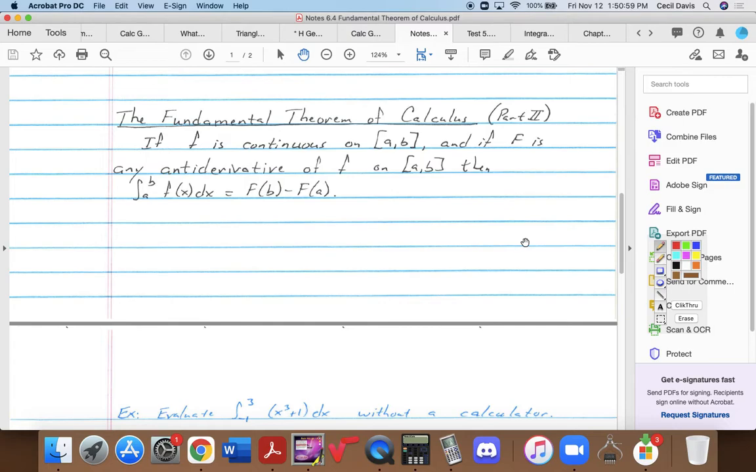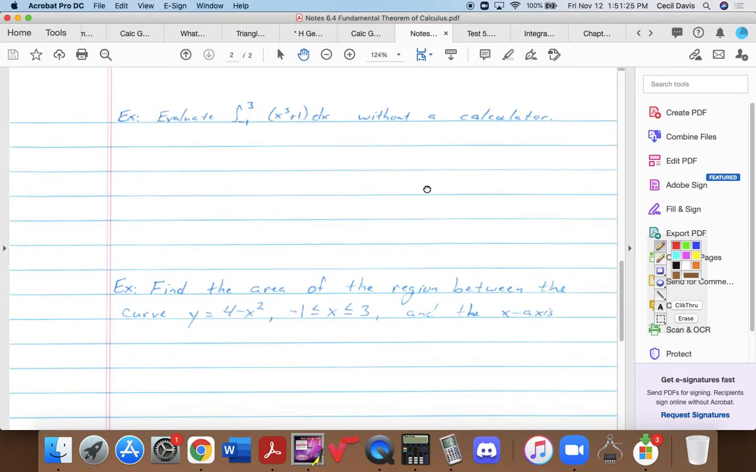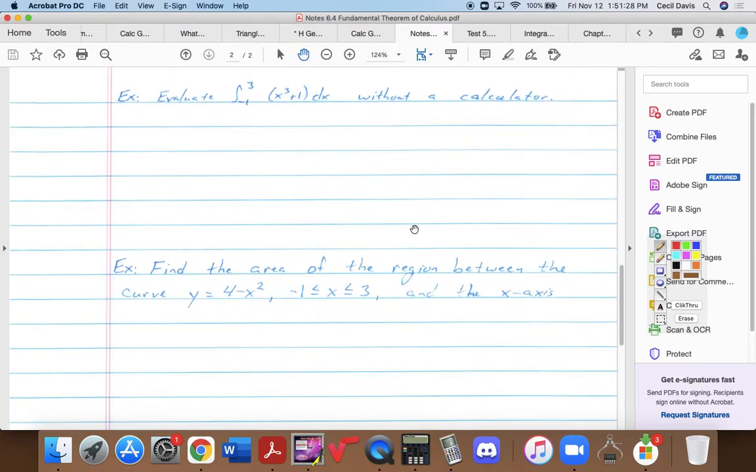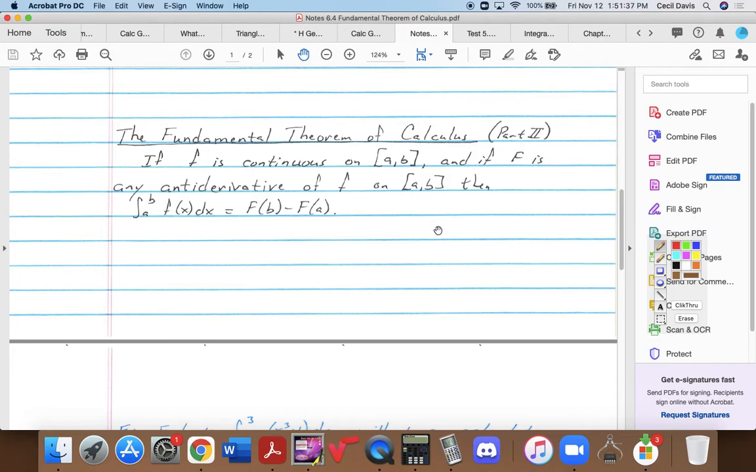We talked about this in basic terms the other day, in that if this is the derivative of this function, so if this is a rate of change, like velocity, for example, then this would be the displacement, the change in position. So you're just taking the antiderivative. There were a lot of these on the homework last night. Sometimes this is called the evaluation part of the fundamental theorem, because it allows you to evaluate definite integrals.